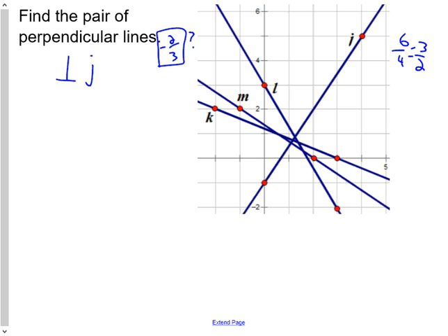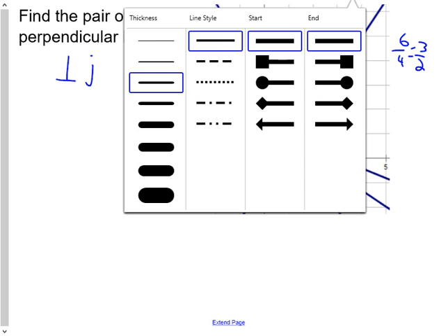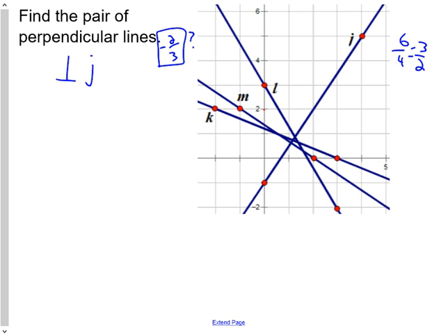Now, starting with L, because that's the one that's on top, counting 1, 2, 3, 4, 5 down, 1, 2, 3 over. So that was a negative 5/3 slope. That one's not going to work. So next line, now I'm going on to M. L didn't work. On M, we're going 1, 2 down, 1, 2, 3 over. And there's our negative 2/3 slope. So M should be our answer. We're just going to double check the last line, line K.